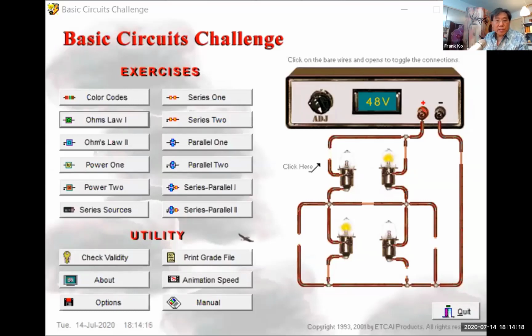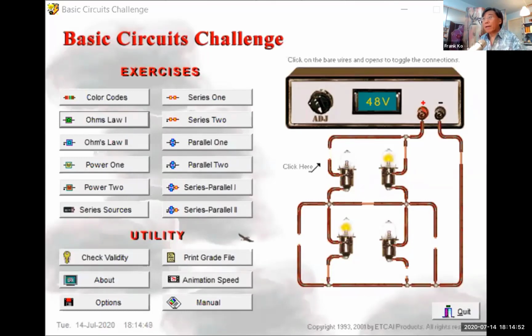okay, can everybody see the Basic Circuits Challenge image on my screen? It shows that you have a total of 12 exercises to complete in the Basic Circuits Challenge. Each one of these, when you finish, results in a certificate of completion. You need to screen capture that certificate of completion. What does the certificate of completion look like?